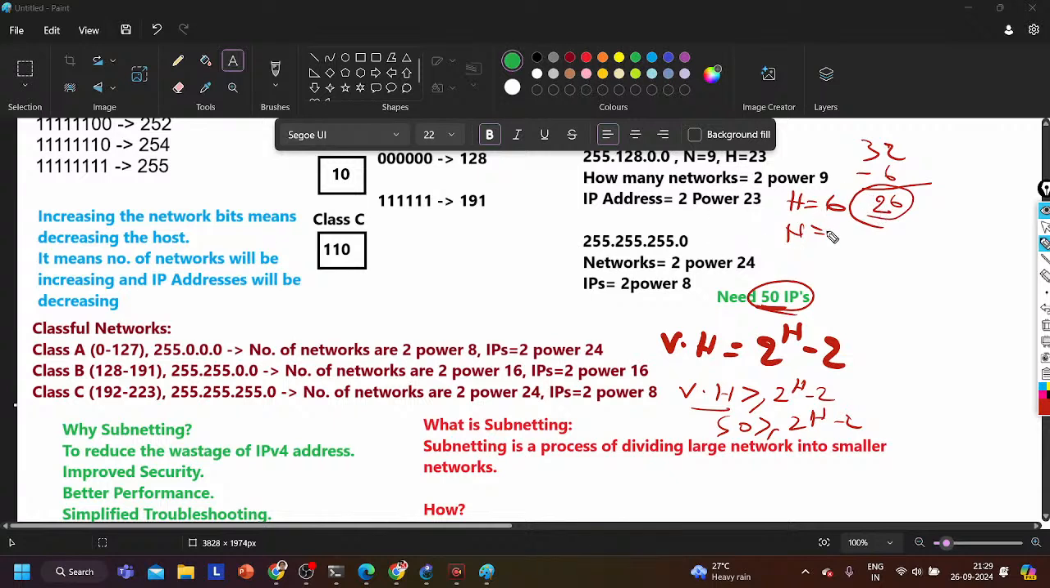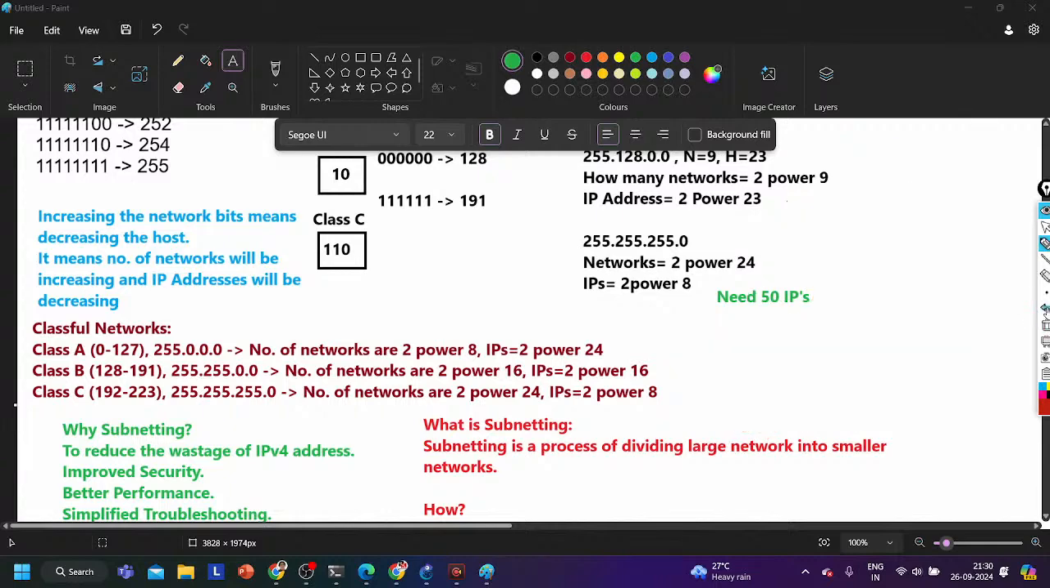By default, the CIDR subnet mask network bits for this class is 24. That means I am going to borrow how many bits? 2 bits. If I borrow 2 bits, then the number of subnets will be 2 to the power 2, which means 4. How many networks will be there? 4. Getting my point?